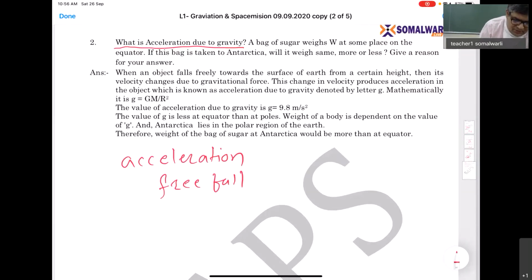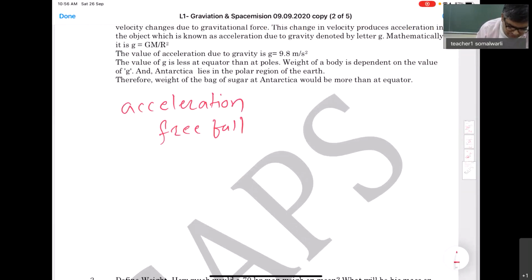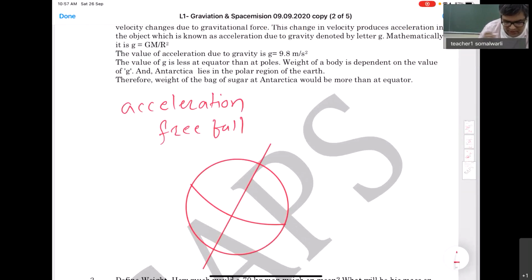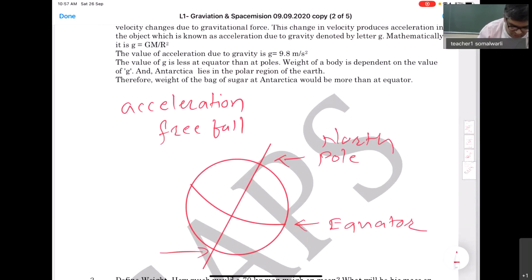Okay, now let's look at the second part of the question, which talks about what happens to the weight. For that, let's draw a simple drawing. Suppose this is the earth, and this is the polar region, and this is the equator. This is the North Pole and this one is, of course, the South Pole. Now Antarctica is towards the South Pole of the earth.